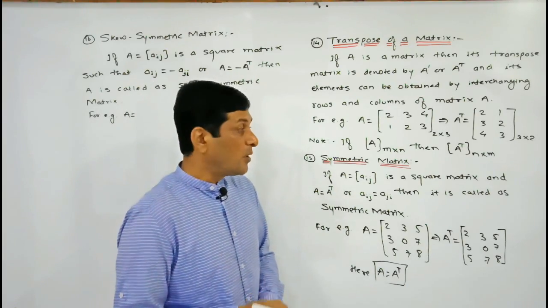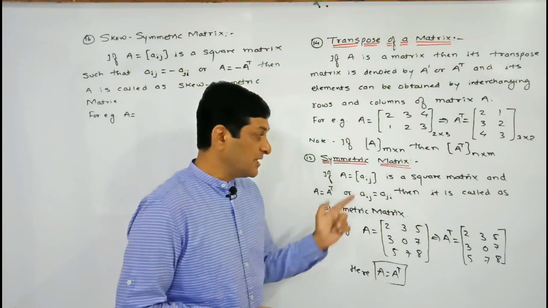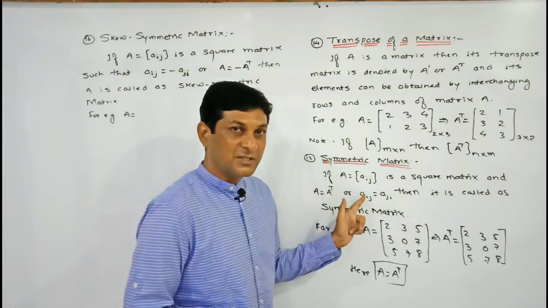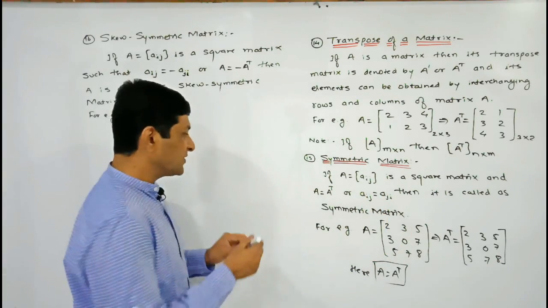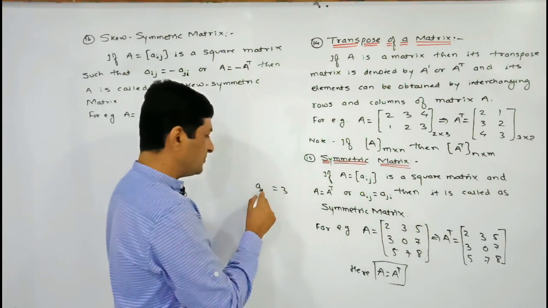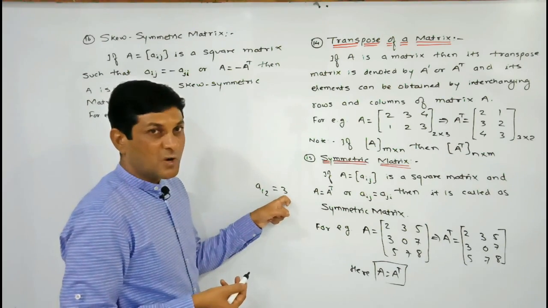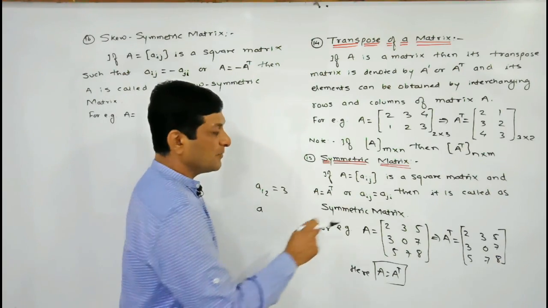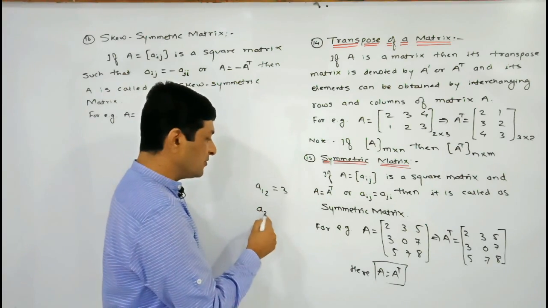Or in other words, we can say that if Aij is the element of this matrix, and the elements satisfy the condition that Aij and Aji are equal. If you observe here, 3 lies in which row and which column? 3 lies in first row and second column. So A12 is nothing but 3, meaning the element in first row and second column is 3. So this element should be equal to which one? Aij should be equal to Aji. Meaning A12 should be equal to A21.